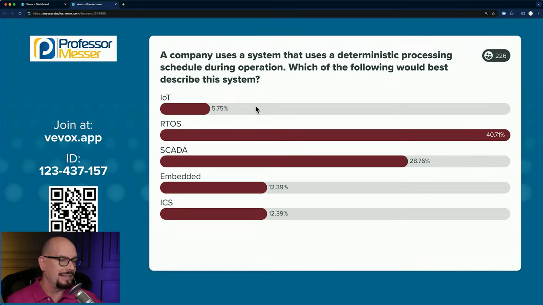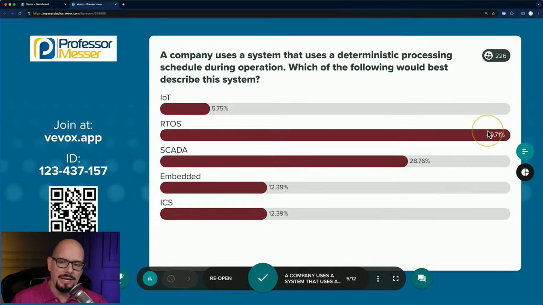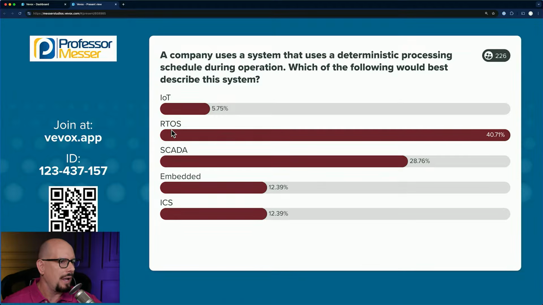So a lot of acronyms in this one. But if we go with the plurality of you that answered the question, we did not get a majority, but we got a lot of you that said 40%. It was the highest number here. So it does count as what we are going to go with as the answer, which is RTOS. But is it really RTOS?